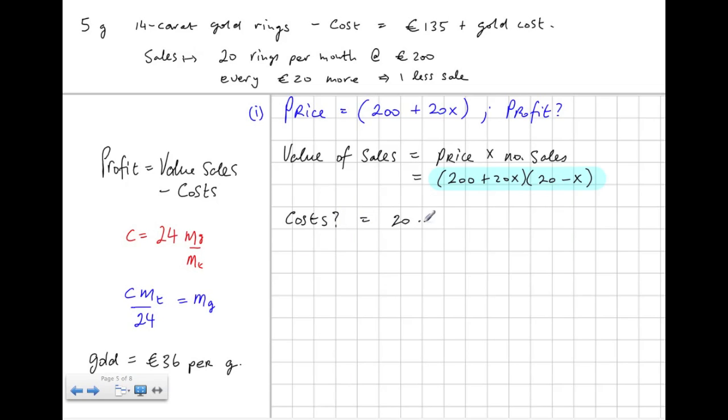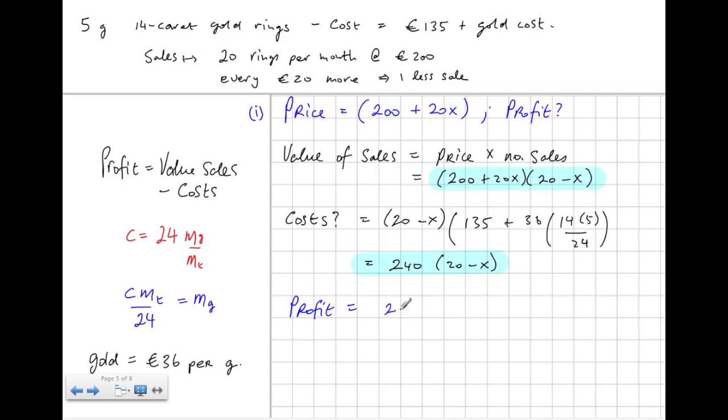How much are the costs? Well, 20 minus x is the number of sales. So for each sale, there's a 135 euro cost, and then there's the cost of gold. And the value of gold would be 36 euros per gram of gold. And this is 14 karat gold with 5 grams divided by 24. So we're using this blue formula again. And just neatening this up, we get the cost would be 240 times 20 minus x.